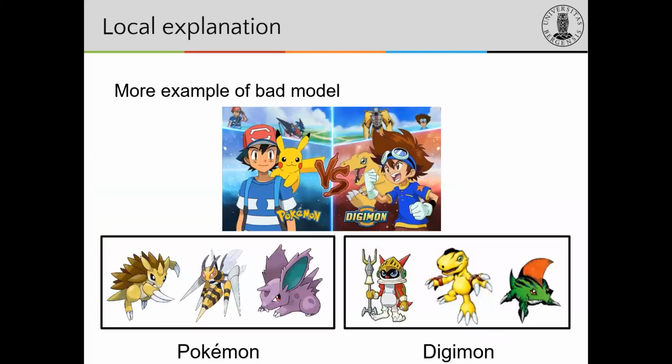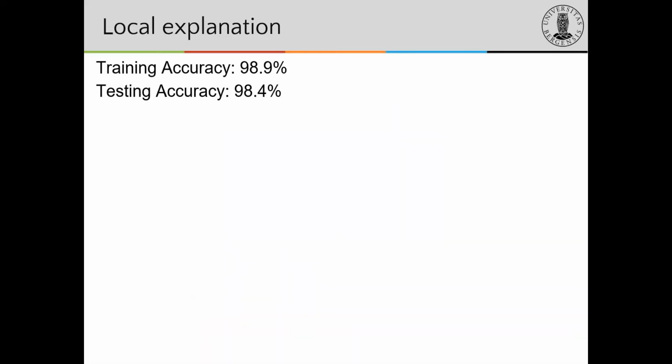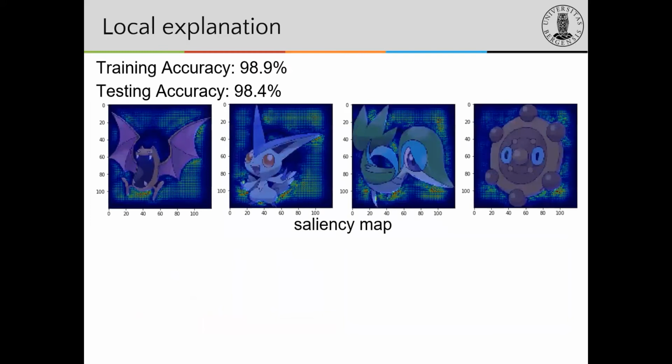I also want to show another example of a bad model. This model solves an image classification problem for Pokemon and Digimon. On the left is Pokemon, on the right is Digimon. We expect the neural network to classify correctly. After training and testing, the result is super good, almost perfect, which means the network can successfully categorize the Pokemon and the Digimon. But when we look at the salience map, it's horrible.